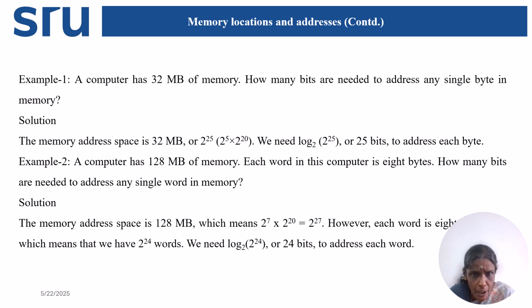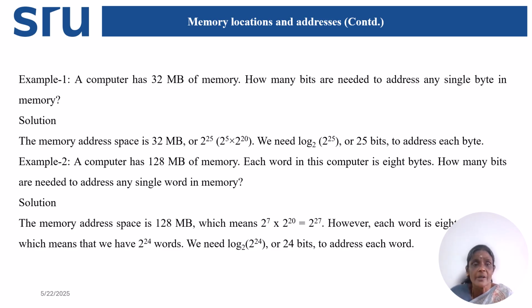And 32 megabytes we have already seen in the previous table. It is 2 power 25. And we need log base 2 of 2 power 25. So the log and power cancel. Finally we get 25 bits to address each byte. And example 2: a computer has 128 megabytes of memory. Each word in this computer is 8 bytes.